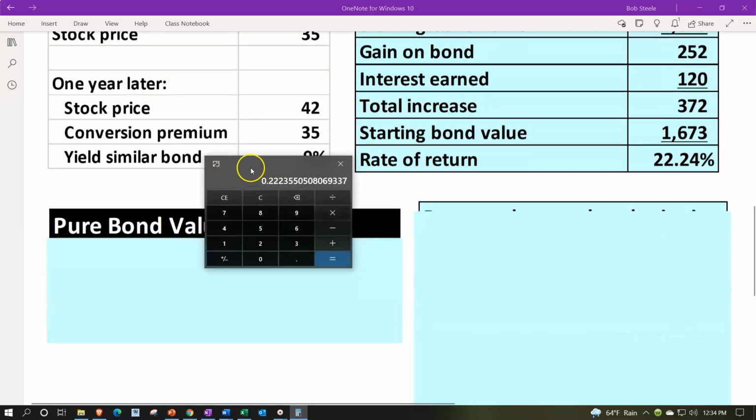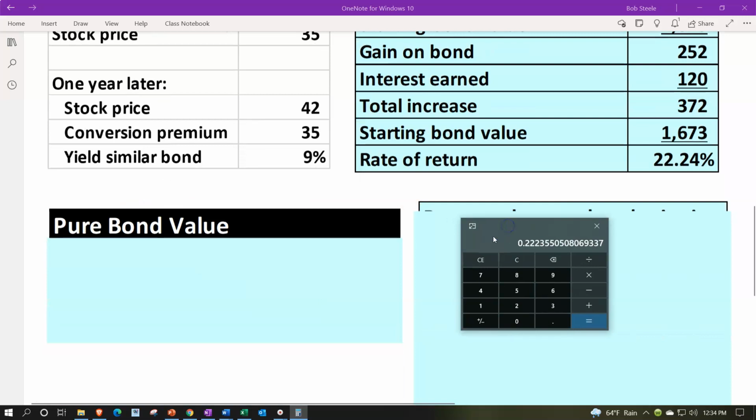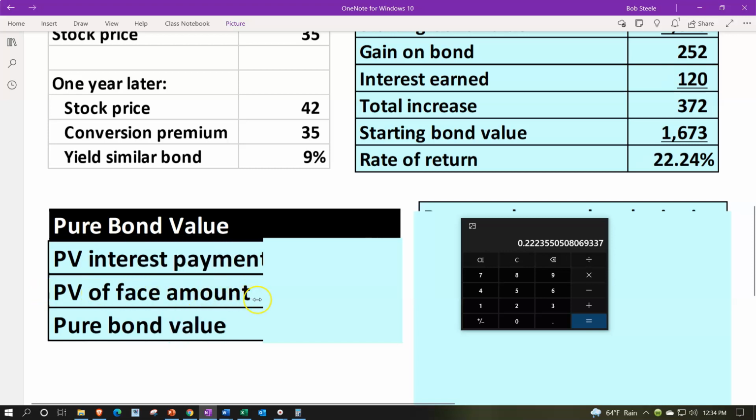22.24% about. Now let's think about the pure bond value, meaning the value of the bond if there was no conversion, looking at related bonds that don't have that conversion value. So the calculation for that would typically be the present value of the interest payments, and then the present value of the face amount, par value at maturity. That would give us the bond value.